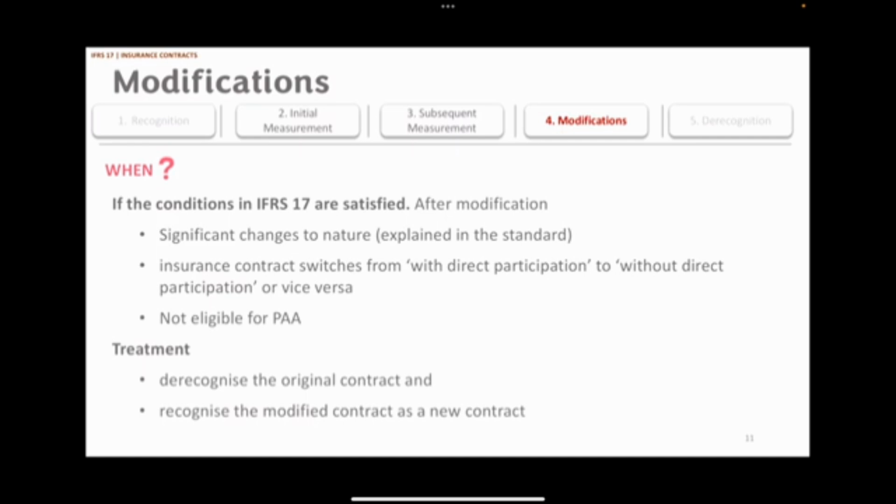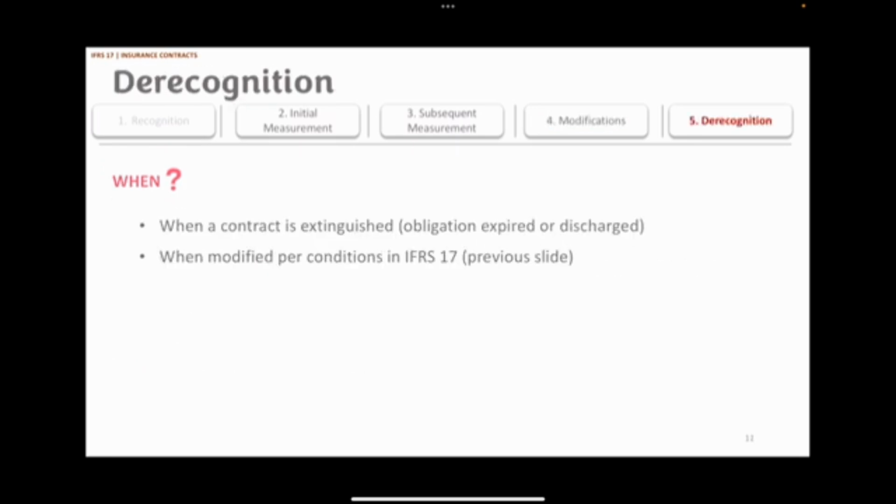What happens when there are modifications? IFRS 17 requires the original contract to be de-recognized and the new modified contract to be recognized as a new contract as per IFRS 17. When should a contract be de-recognized? A contract should be de-recognized when it is extinguished, that is, the obligations under the contract have expired or have been discharged, or when there are modifications as per IFRS 17. Those are the conditions we looked at in the previous slide.